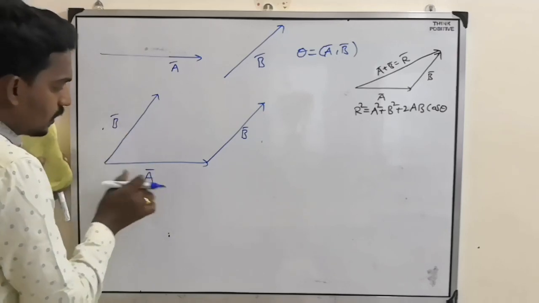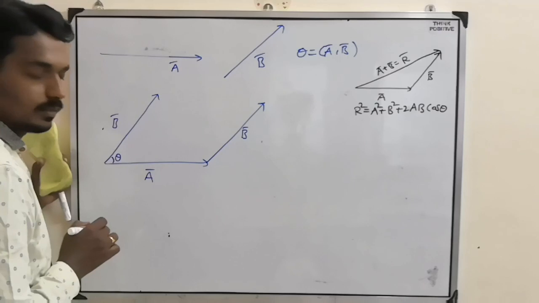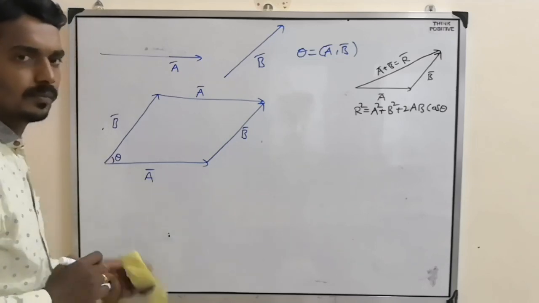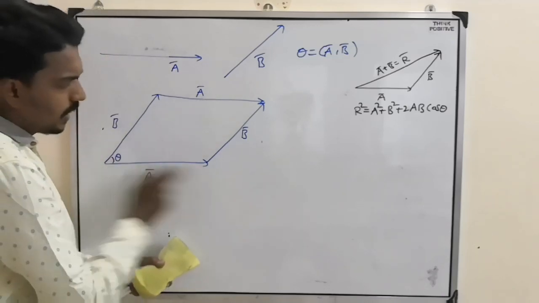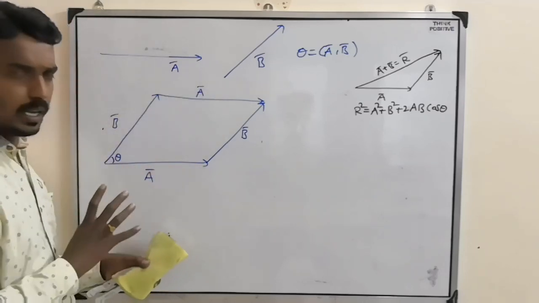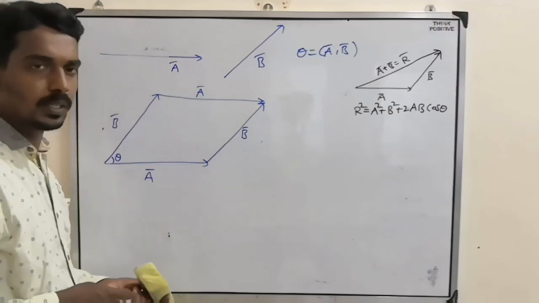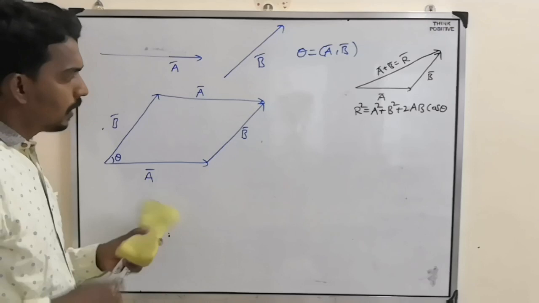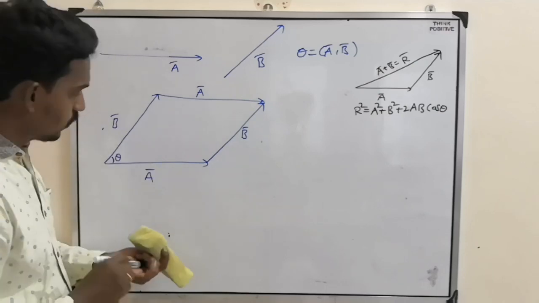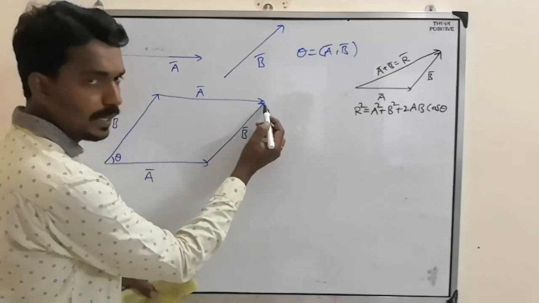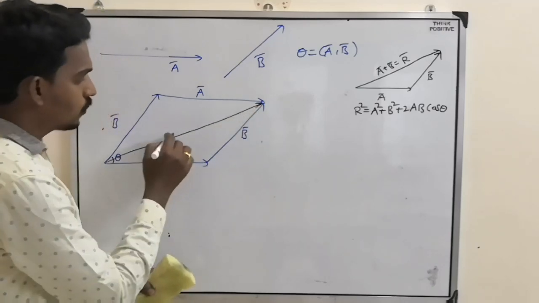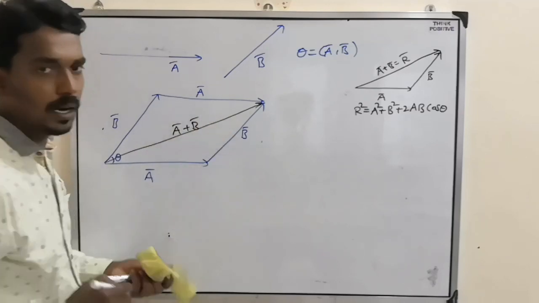Now this is b bar, this is a bar, this is theta. Now this is a bar, and this is also a bar. See, same a bar, same direction, same magnitude, I drew here also. So now if you look at the shape, it is like a parallelogram. But see here, take this. This is a bar, this is b bar. Now this is the starting point, this is the ending point of the second vector. If you join, then this was a bar plus b bar.